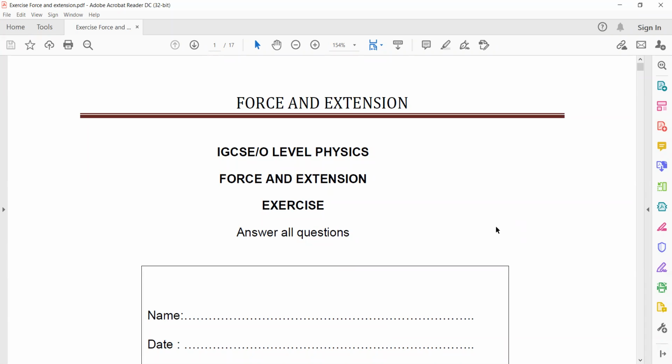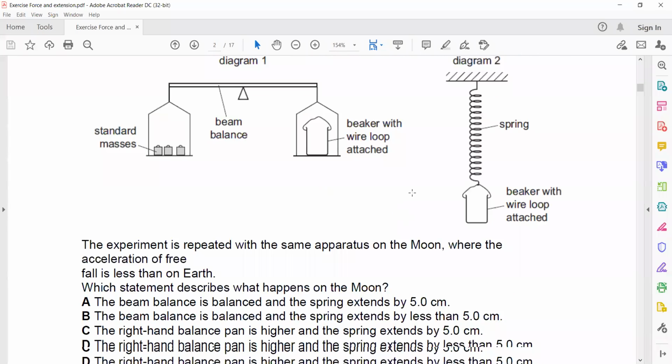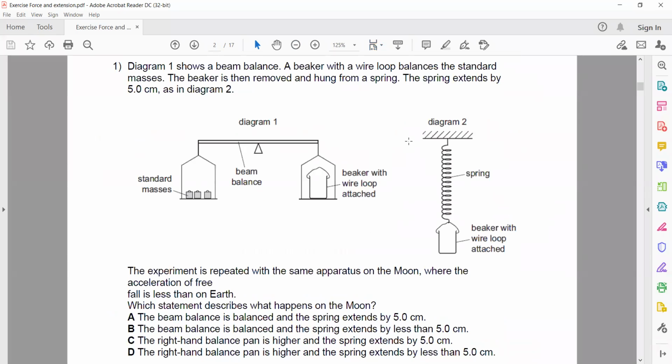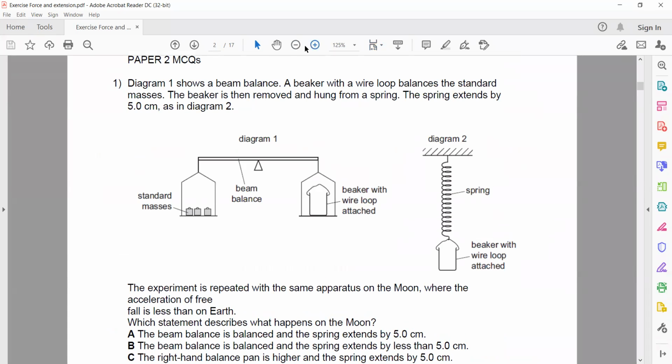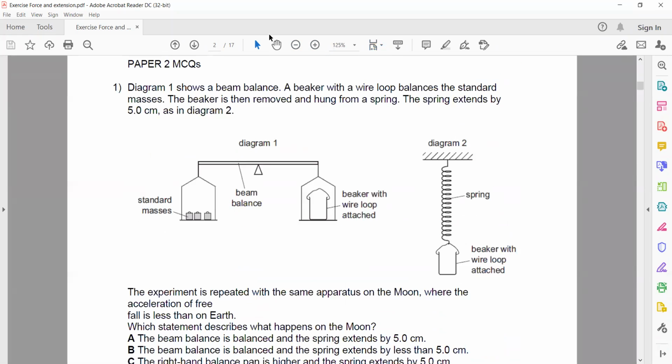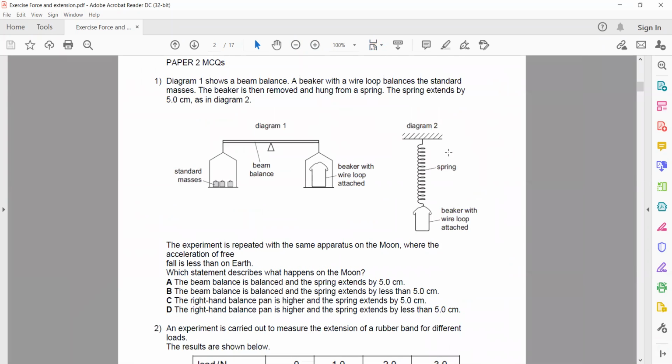So in the last session we discussed force and extension. Now we'll do some questions related to force and extension. MCQs. I want everyone to participate so that it shows your understanding. Don't bother about the wrong answer, because you will learn from your mistake and it will improve your understanding.